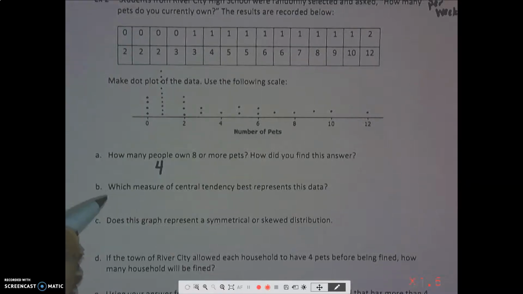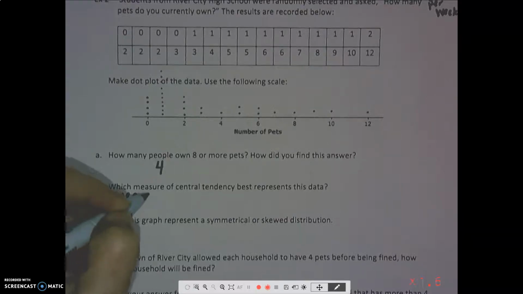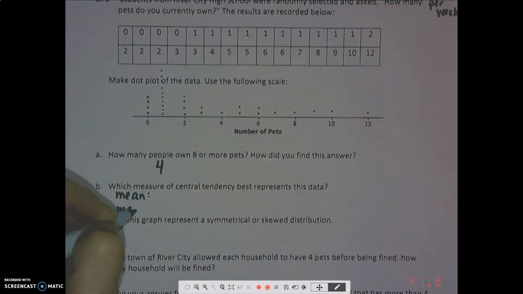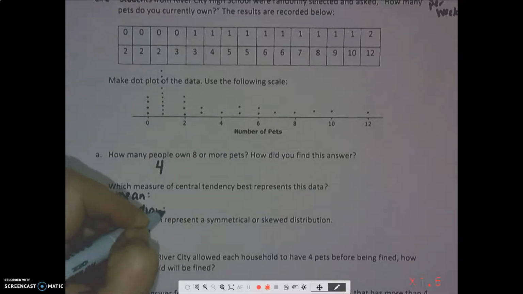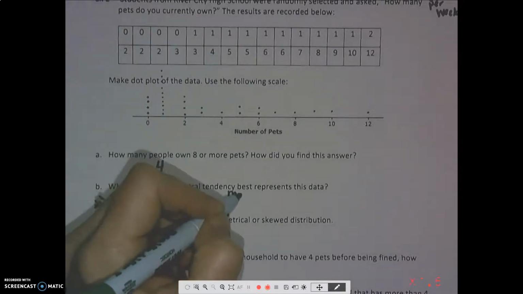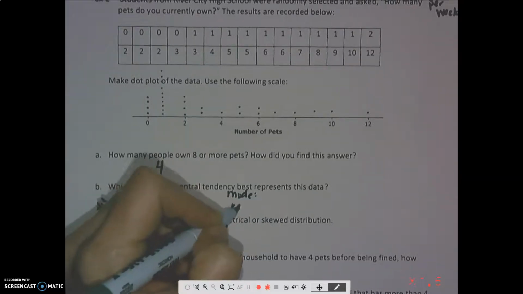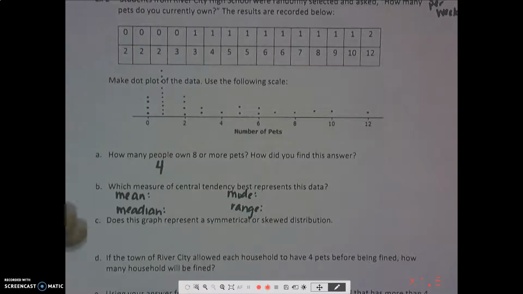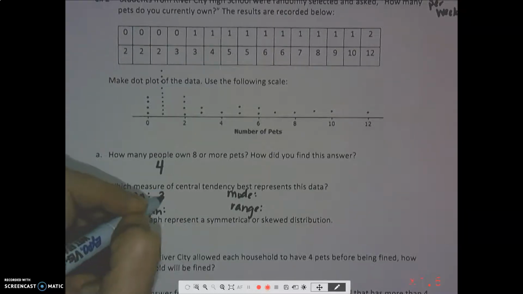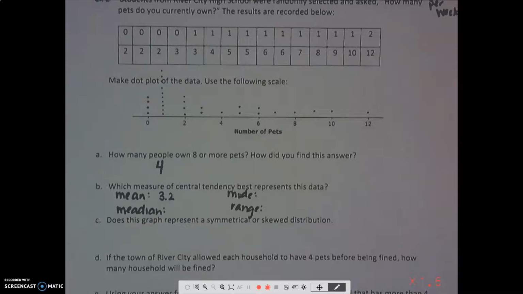Okay, which measure of central tendency best represents that data? So this goes back to what we've been talking about the past few days. So there's the mean, the median, the mode, and the range. So the mean, if you calculate it out, you add all of these different things. There were 30 people that were surveyed. If you calculate all of that out, we get approximately 3.2 pets.